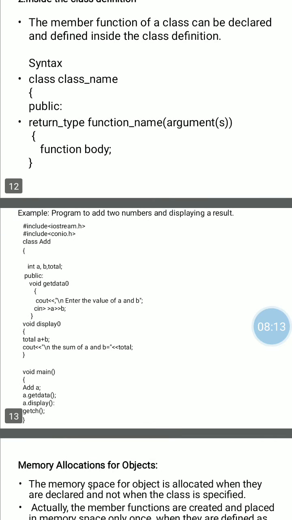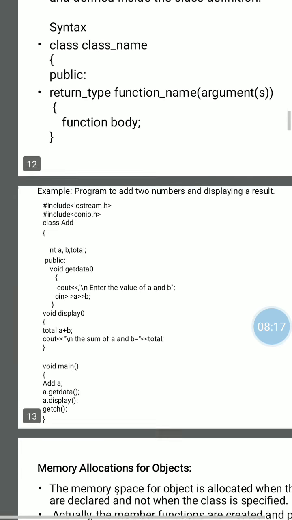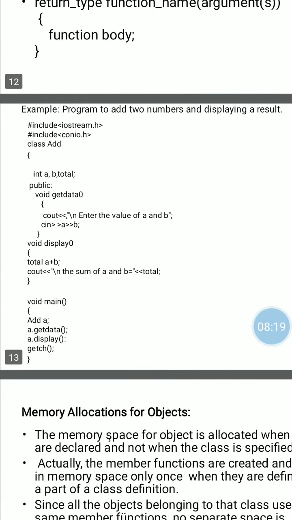Example. Same program using function definition inside the class. integer a, b and total, directly define a function here, that is enter the value of a and b, then cin a, b, then void display total is equal to a plus b, then cout display the total.